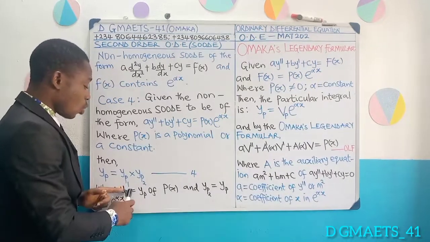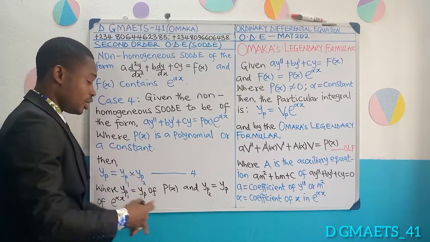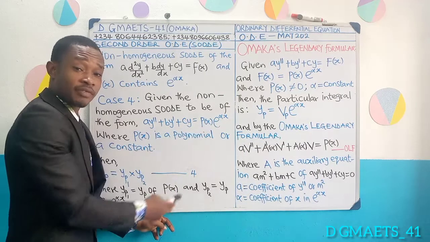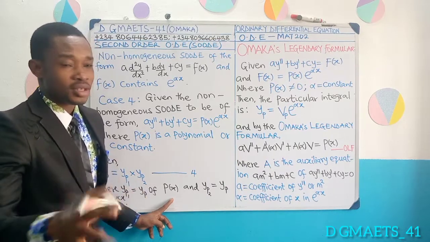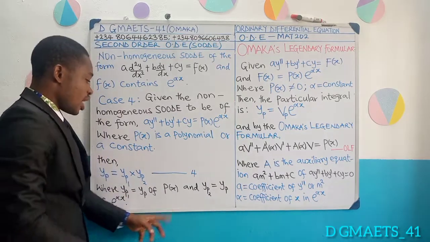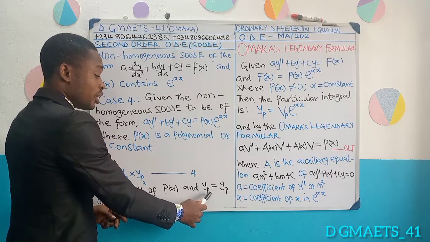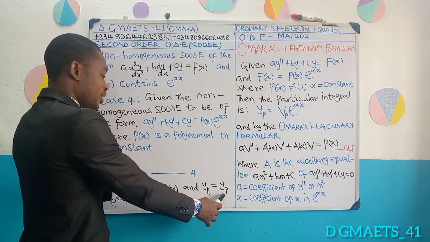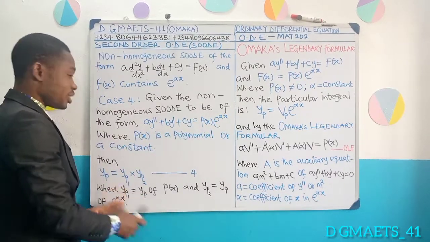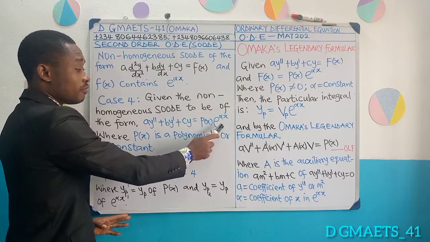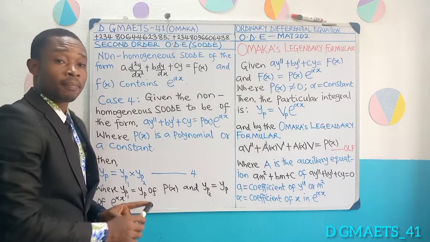Where y sub p sub 1, I've taken it to represent the yp of the p of x, the function called p of x, which like I said could be a polynomial or supposedly a constant. And then I am using y sub p sub 2 to be the yp, the particular integral of the exponential term there. So once I know the particular integral of this, the particular integral of this, multiply both of them.